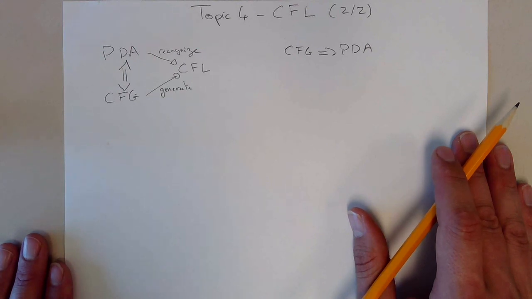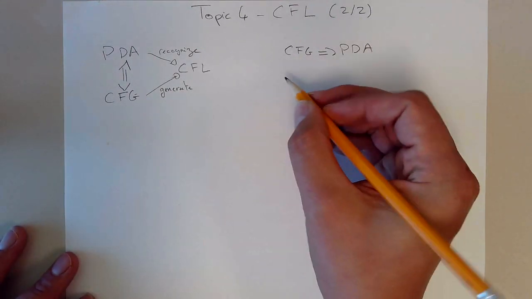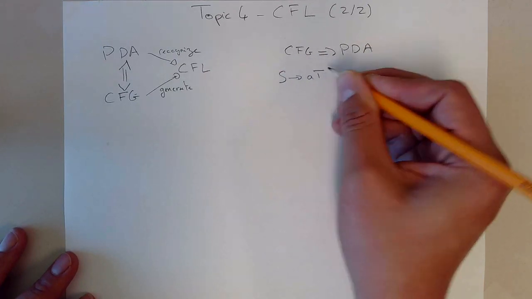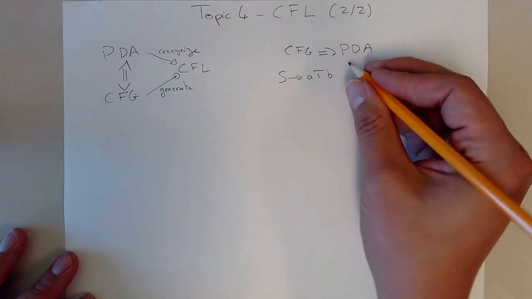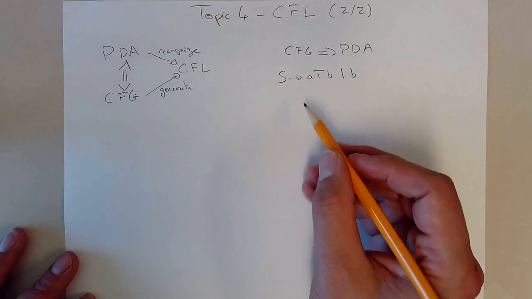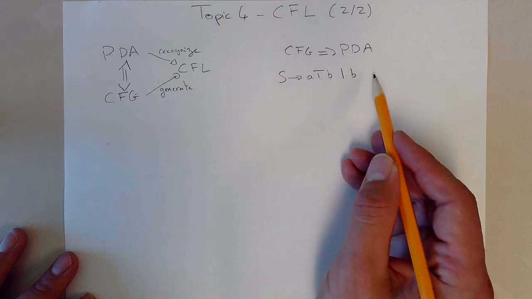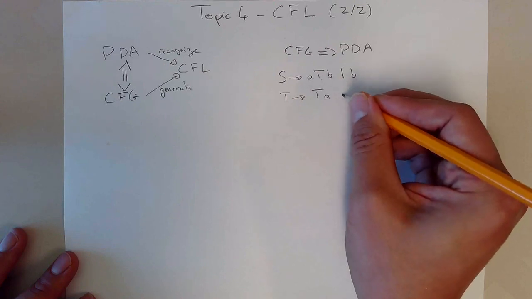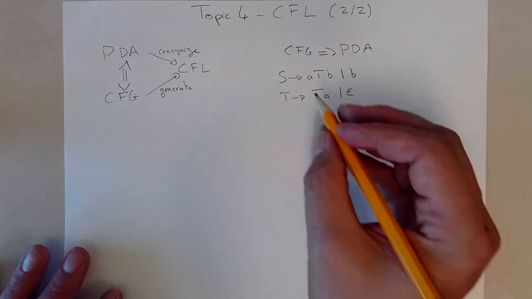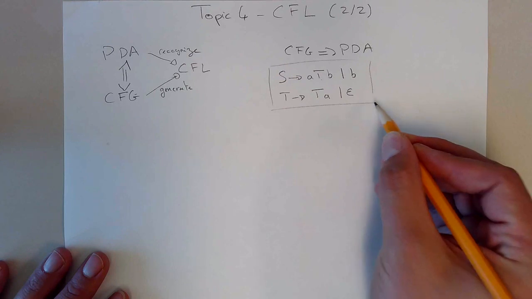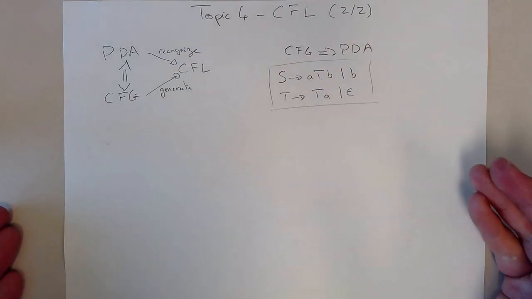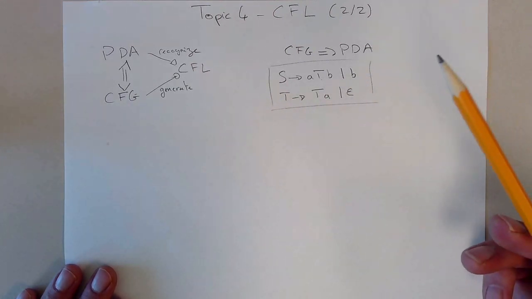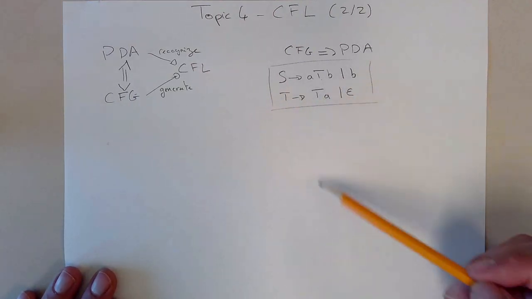So let's assume the following grammar. S can be replaced by ATB, or B. T can be replaced by TA, or epsilon. Okay, that's our grammar. Now, we want to build a pushdown automaton that is going to recognize exactly the same language as the one generated by this grammar.